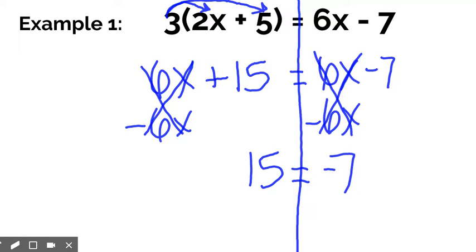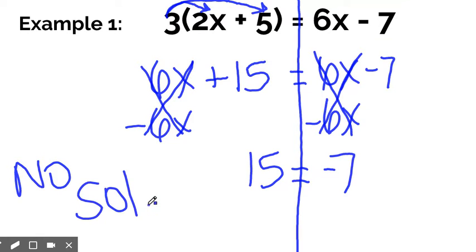All right? 15 does not equal negative 7. It never has, it never will. This is a false statement. Because you've ended up with a false statement, that means that the answer is no solution. There is no value of x that will make this equation true.